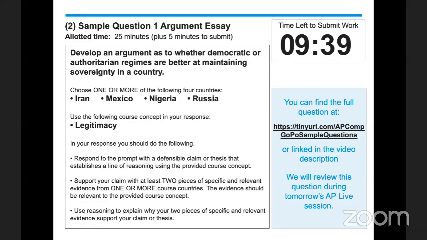Go back. Make sure that you have all of the terms in your claim. Make sure you've taken one stance on this claim: is it a democratic or an authoritarian regime that's better at maintaining sovereignty? And make sure you've integrated that word legitimacy in your claim at the top and in each of your country evidence paragraphs. Make sure legitimacy is in there clearly. Make sure that you've demonstrated that you know what legitimacy means. I would do the same thing to make sure that you've demonstrated that you know what maintaining sovereignty means. Just don't drop those words in there. Try to elaborate and prove that you know what those concepts mean.